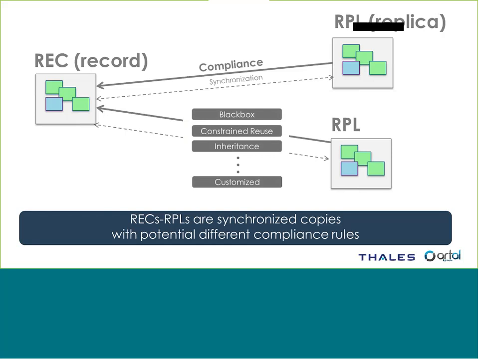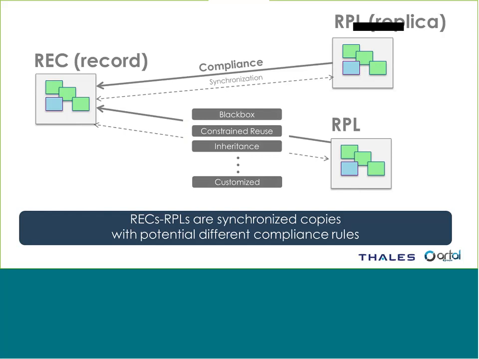The records, or rec, correspond to the definitions. The replica correspond to the usages. So rec and rep are synchronized, and replica comply with the source rec according to different schemes. So we have different kinds of compliance. We can imagine black box, so it's strict identity, constrained reuse.